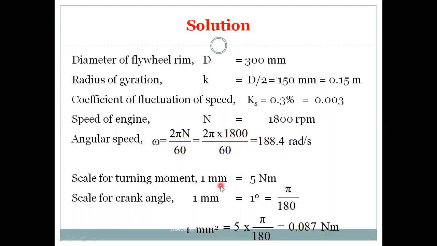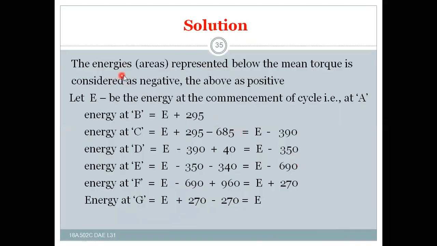The scale for turning moment is 1 mm is equal to 5 Newton meters, and for crank angle 1 mm is equal to 1 degree, and convert this into radians, pi by 180. You will get 1 mm square is equal to 5 into pi by 180, then you will get 0.087 Newton meters for 1 mm square area of the turning moment diagram, right? So energy areas represented below the mean torque line are considered negative and above as positive. Below the mean torque line is negative, above the mean torque line is positive.